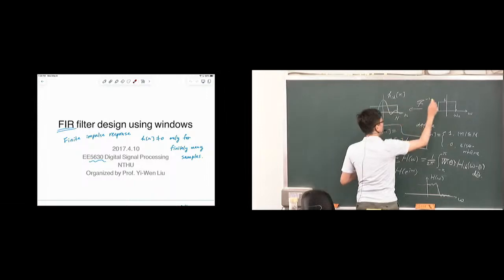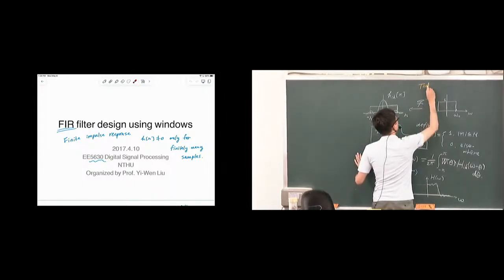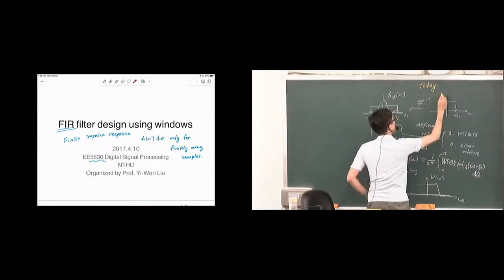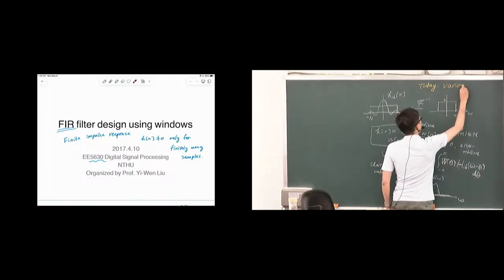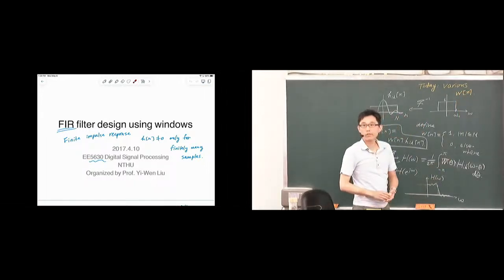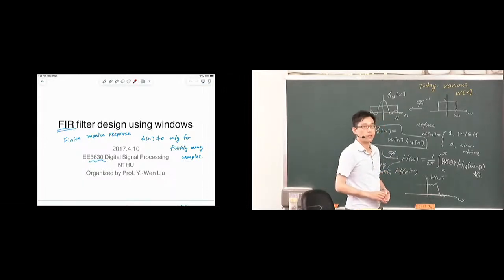Today, we'll have various types of window, okay? Not rectangular anymore. We can be more general than that. That's fine. So we'll talk about a few different types, and they have different names: Hamming window, Hann window, Blackman window, Kaiser family of windows, okay?